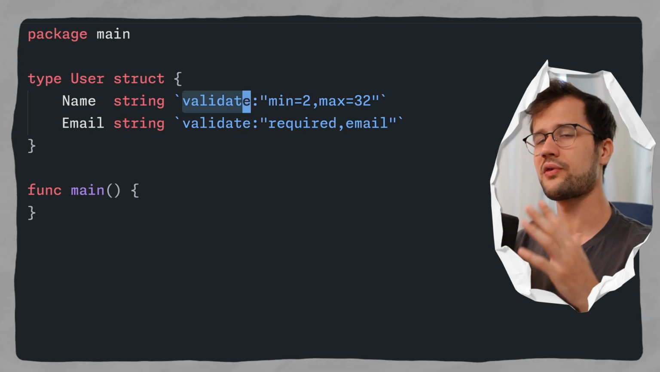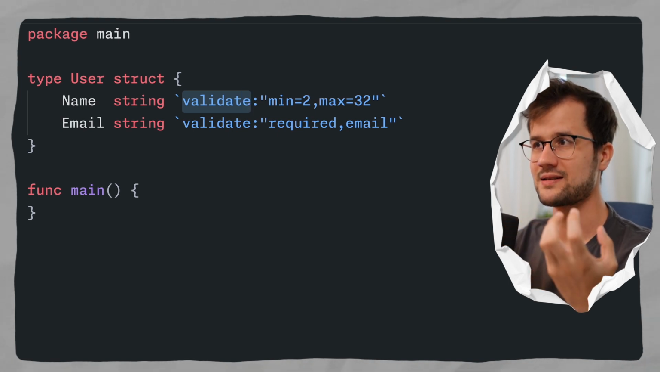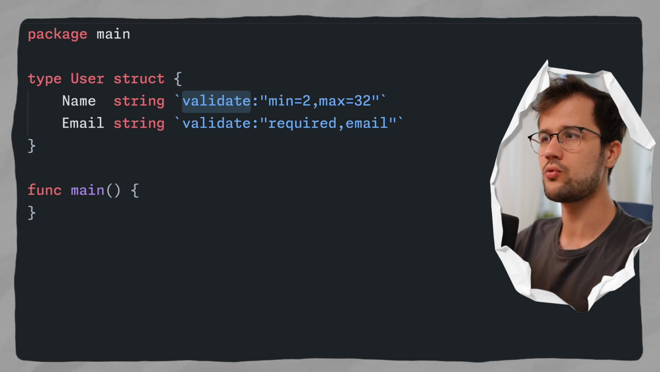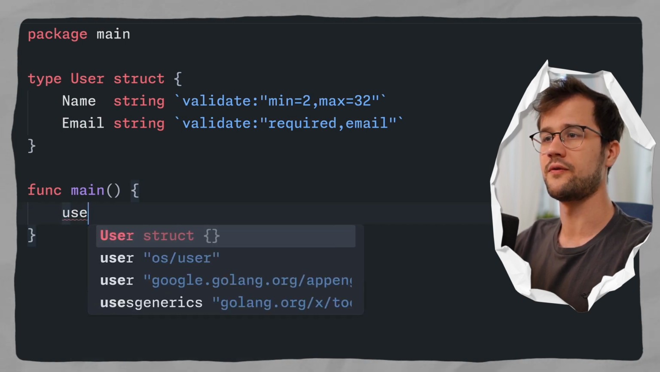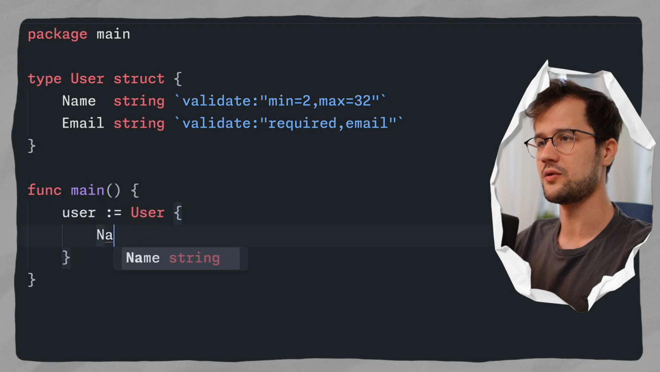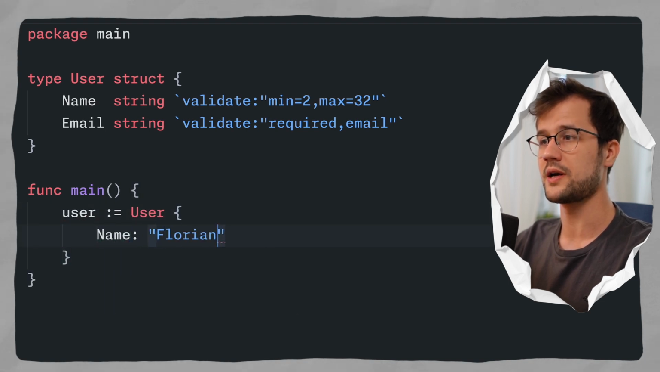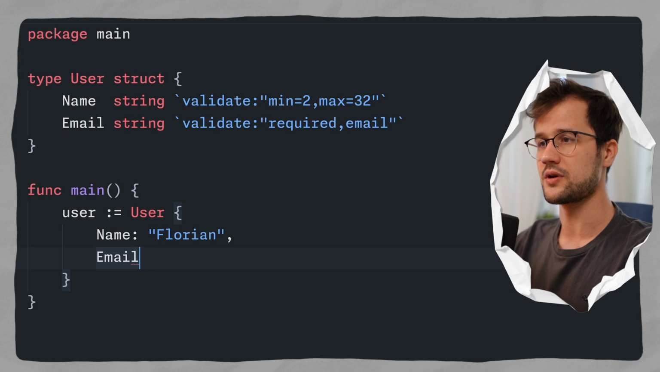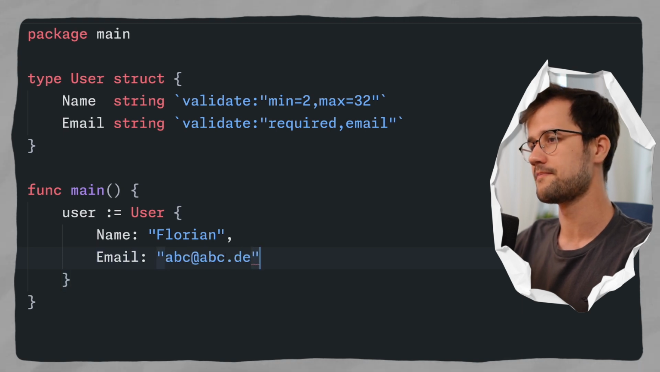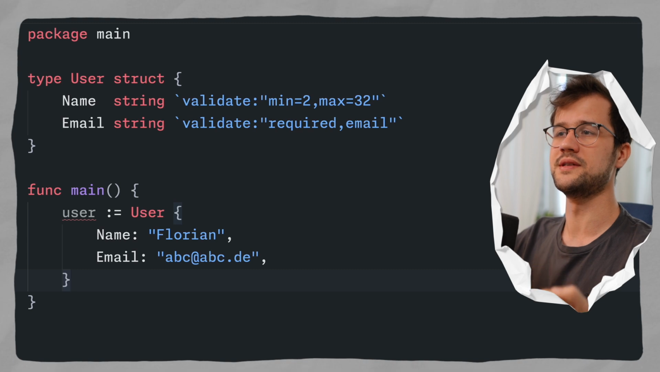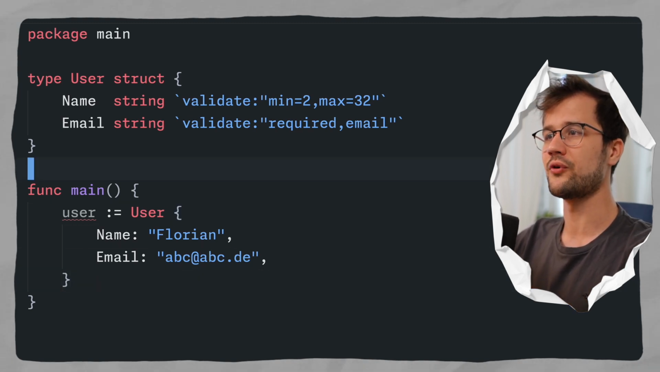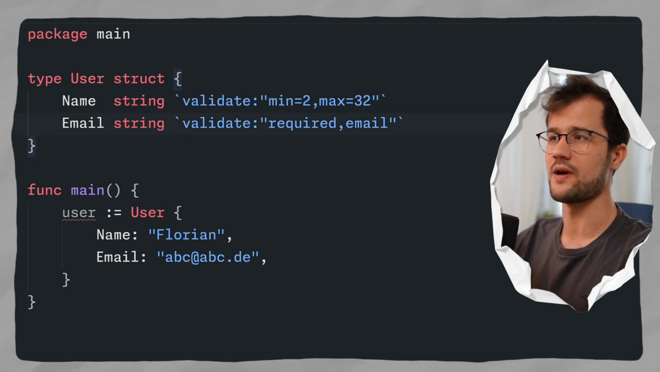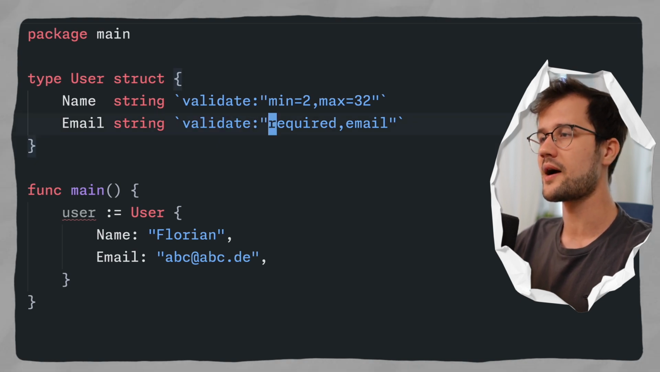Now you might think to yourself, okay, how do we access these values? How do we access this required and this email, for instance? What we can do for now is define a simple user, and here we say name, which is maybe my name, and then email, which is going to be abc@abc.de. Now to get these fields, we can use the already discussed reflection. Through reflection, we can get the key here, the tag name, which is validate, but also the values inside of our quotes.